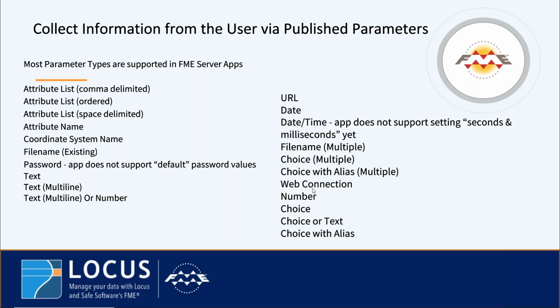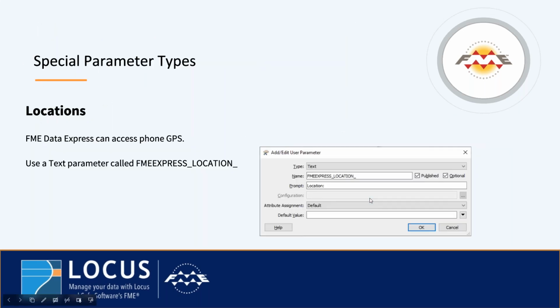So to get location from a user on the phone, if you're using FME Data Express, which is the app that can run on either Android or iPhones, the trick to access the GPS location is to have a user parameter that starts off being called FME Express underscore location underscore. If you only want one user parameter, then that can be just called that. But I guess in some apps, you may want to have multiple parameters, so you'll have _1, _2, etc. The important thing is that the prefix of the published parameters is FME Express underscore location underscore. If you have that, then FME Data Express knows that it can use the phone's GPS to get to the location.